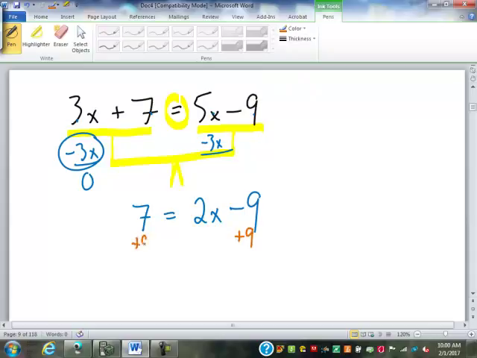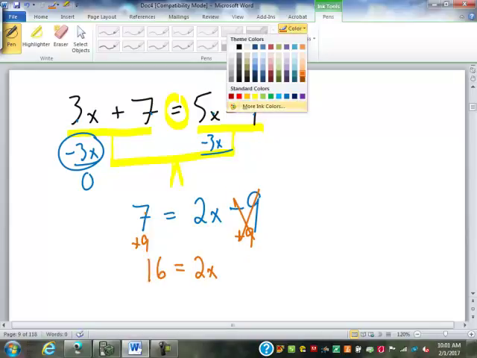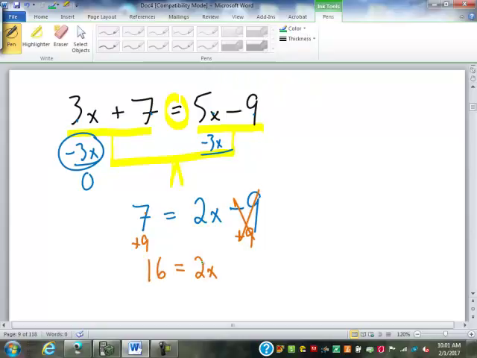Add 9 to both sides. So the negative 9 is gone. 2x equals 7 plus 9, which is 16. And then divide by 2. So that 2 is gone. We've got x here. 16 divided by 2 is 8.